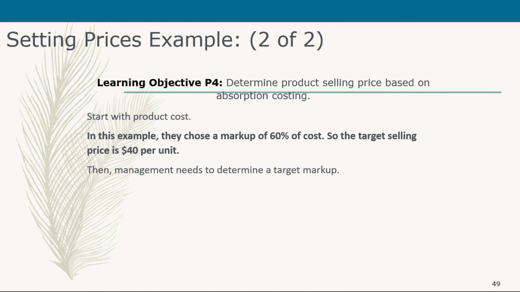So again, we have to start with the product. In this example, in the table, we chose a markup of 60% of cost. So the target selling price is what? $40 per unit. Then management needs to determine a target markup, if in case they do not agree with the recommendation that you have in terms of having a markup on your product. Okay.